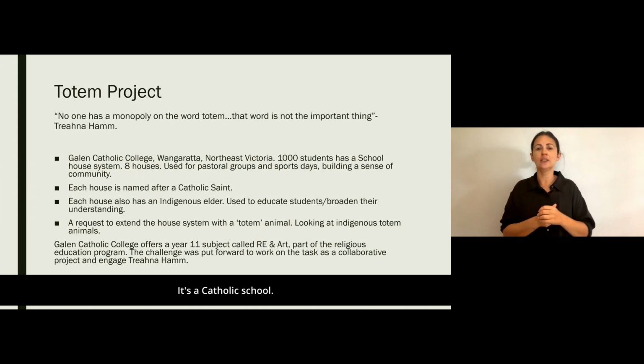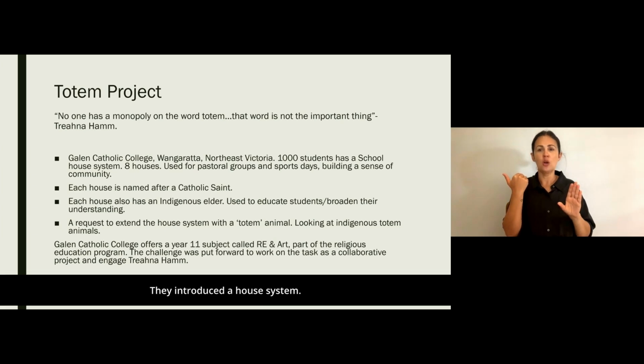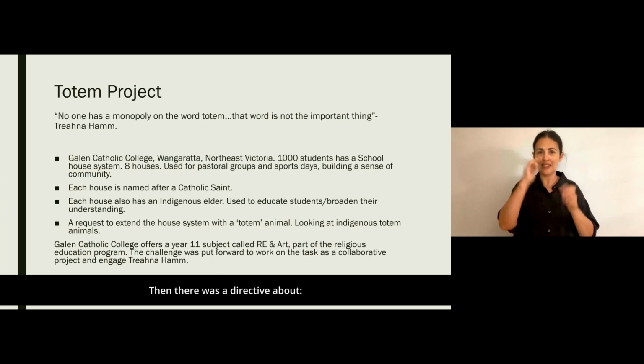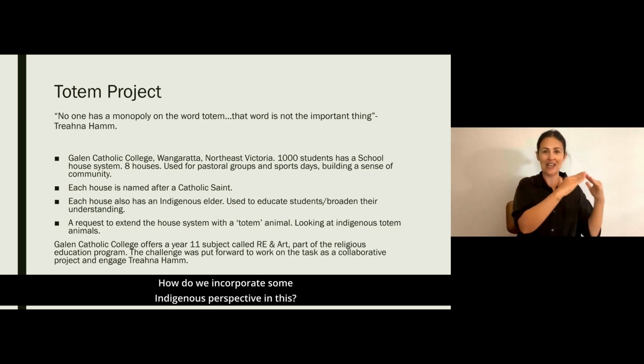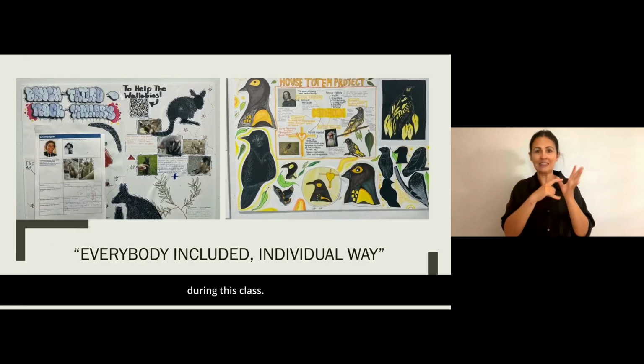It's a Catholic school, and about 2 years ago they introduced a house system. The house system's based around the Catholic saints, 8 houses. Then there was a directive about how do we incorporate some Indigenous perspective in this? How do we align maybe some Yorta Yorta totems into these houses? So this was the challenge that was put to me during this class.